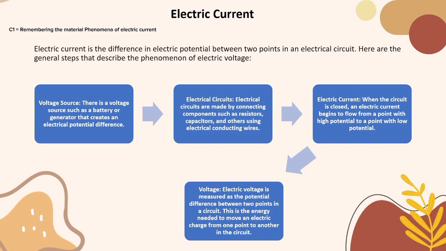And the last, there is voltage. Electric voltage is measured as the potential difference between two points in a circuit. This is the energy needed to move an electric charge from one point to another in the circuit.